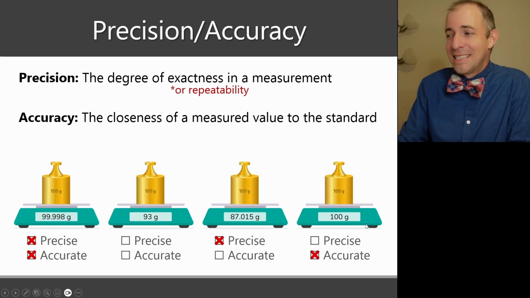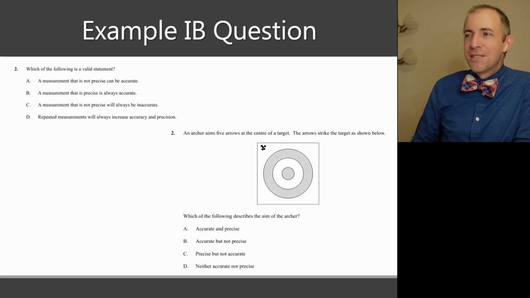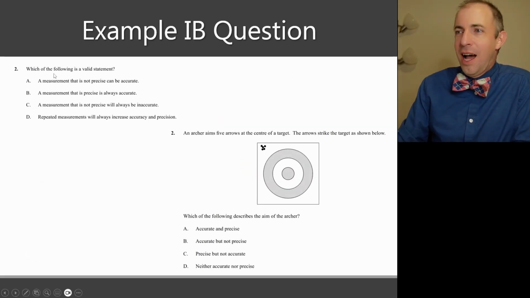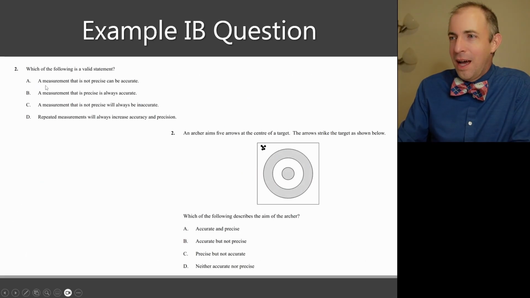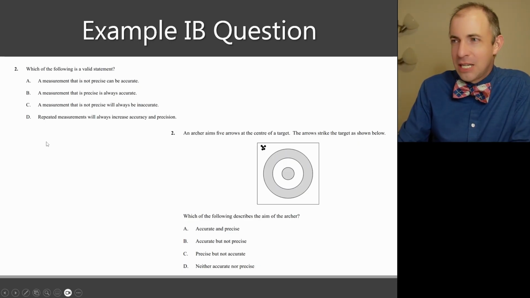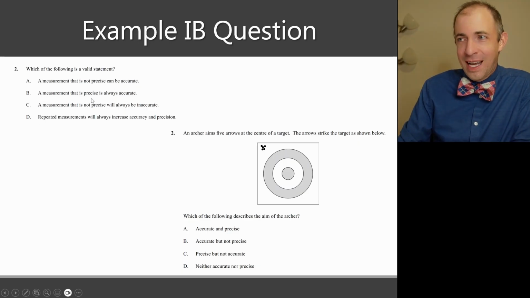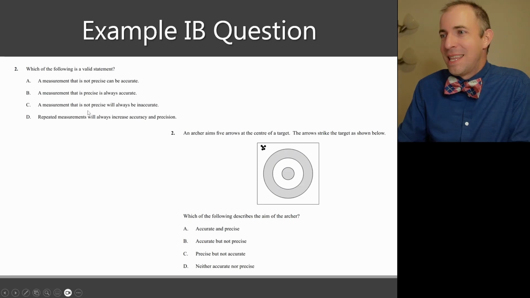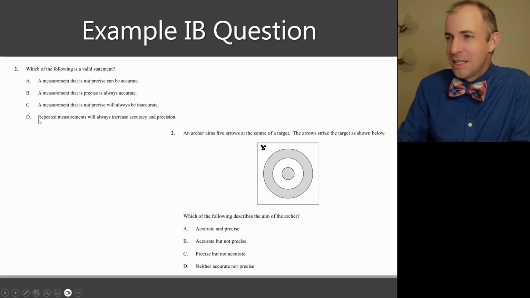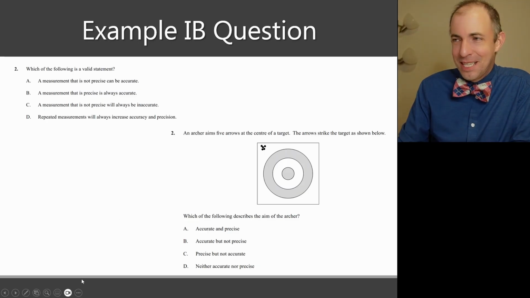So we would say that that is accurate, but it's not that precise. Here's an example IB question or two. Which of the following is a valid statement? A measurement that is not precise can be accurate. A measurement that is precise is always accurate. A measurement that is not precise will always be inaccurate, and repeated measurements will always increase accuracy and precision.